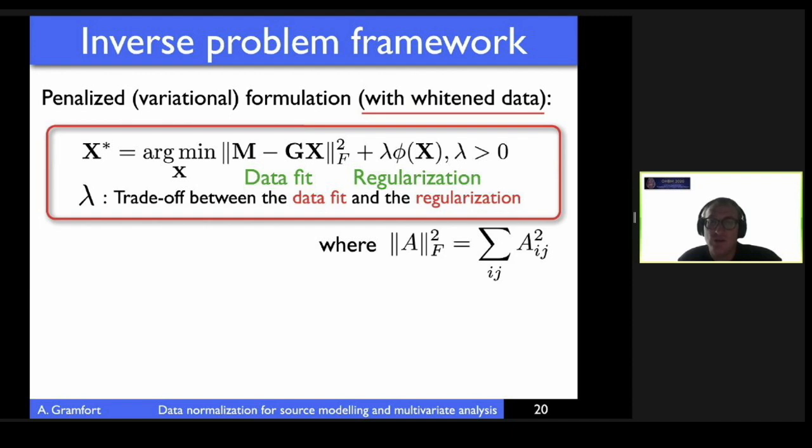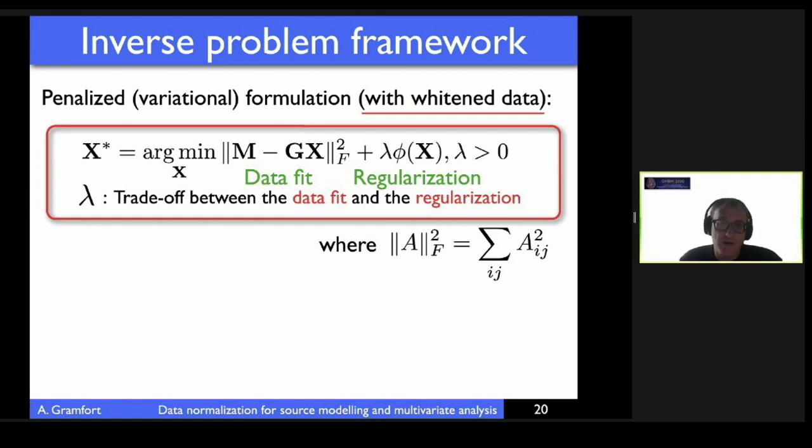So X is your unknown that you're trying to estimate, and you're trying to find X such that M minus Gx is small according to this norm, which is here the Frobenius norm. So the Frobenius norm of a matrix A, okay, if you square it, it's just the sum of all the entries that you see inside this matrix. So the Frobenius norm of A squared is just the sum over ij of the Aij squared.